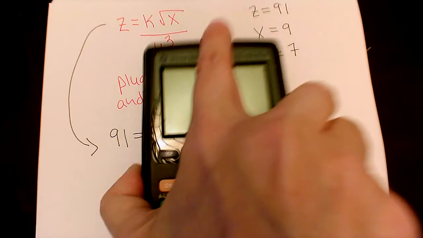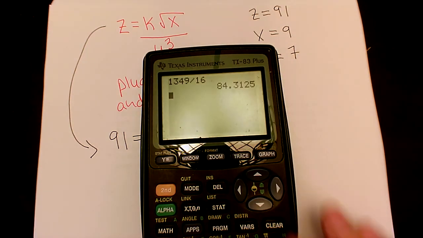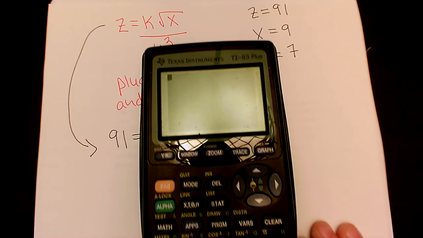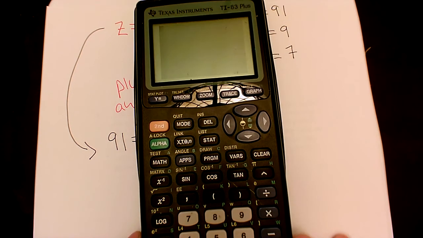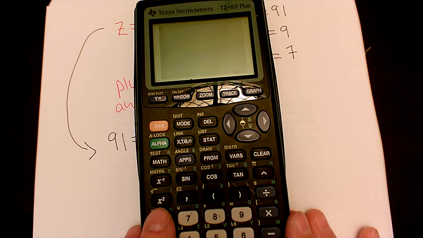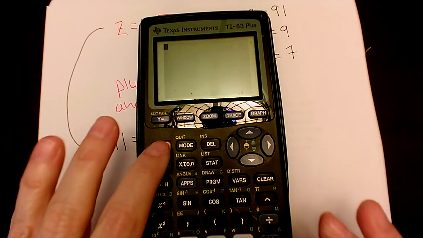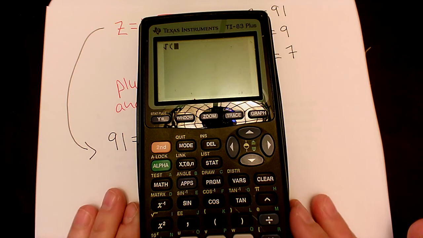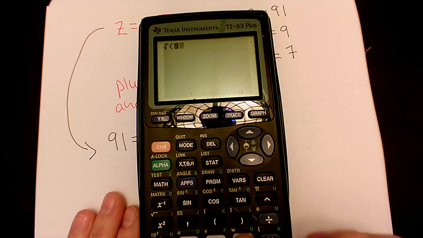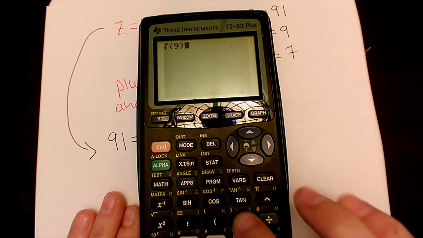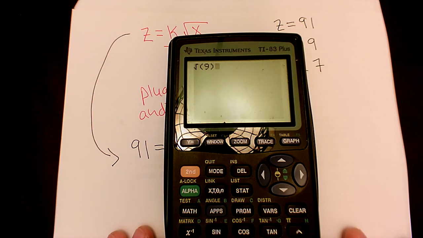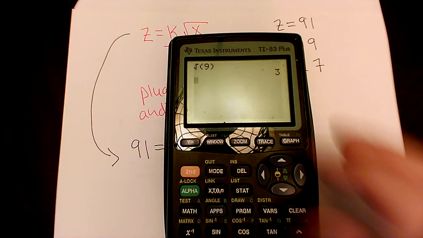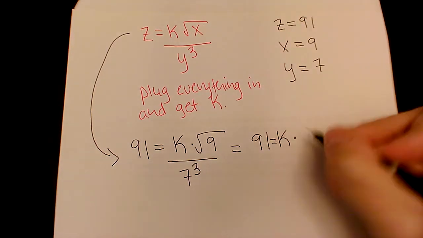If we don't know, we can bring in the trusty calculator. And square root is down here. Square root is second x squared. So I'm going to hit second x squared, and then the square root symbol comes in. I'm going to put 9, and I'm going to go above the 9 and put in a parenthesis. Close the parenthesis. So the square root of 9 is 3.